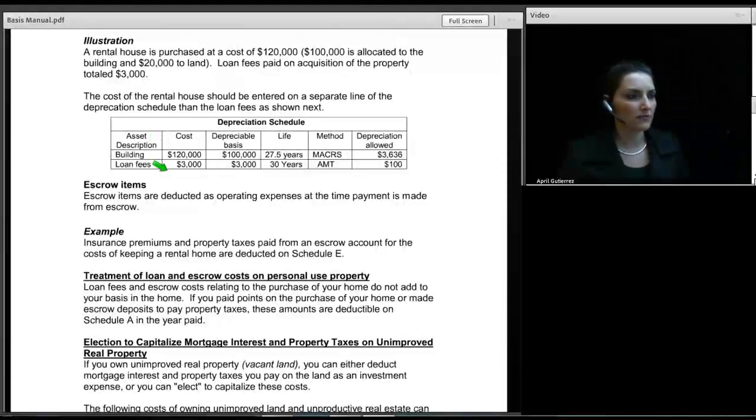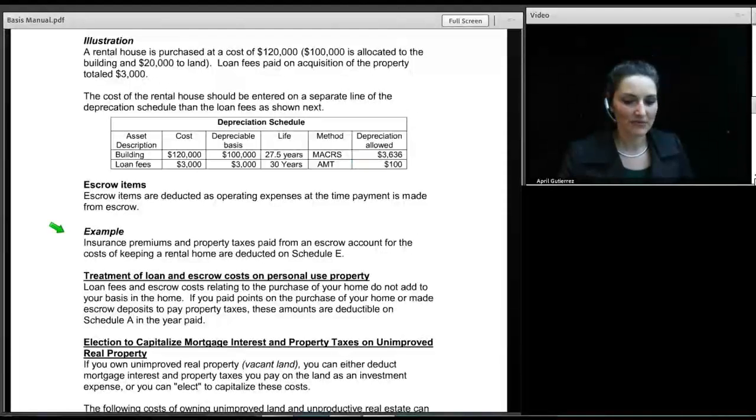We're not allowed to depreciate land, and so we're going to look at the depreciable basis of that building as being $100,000, and it will be depreciated over 27.5 years. And the depreciation deduction allowed in any particular year should be $3,636. But if the points or the loan fees associated with purchasing that property are $3,000, and it's a 30-year loan, then we're going to end up with a rate of amortization of $100 per year.